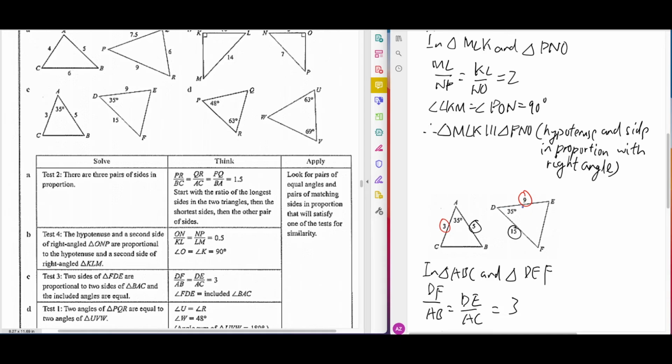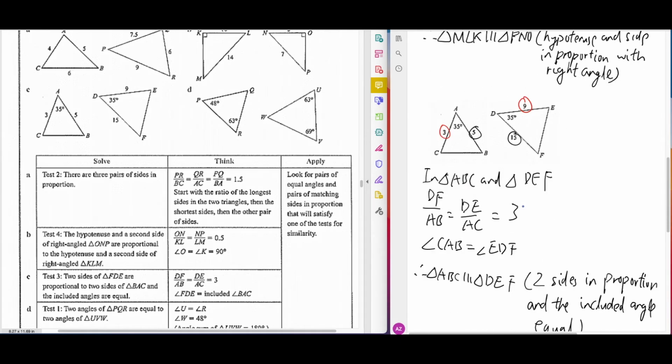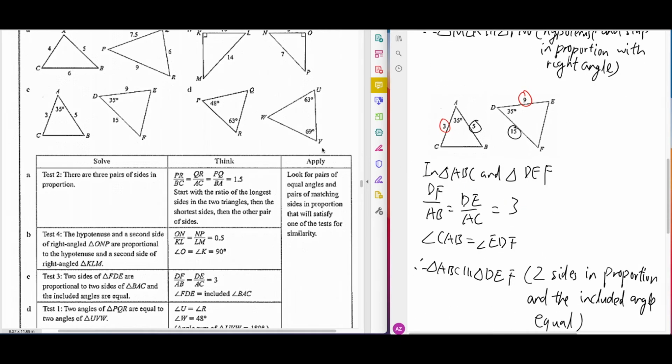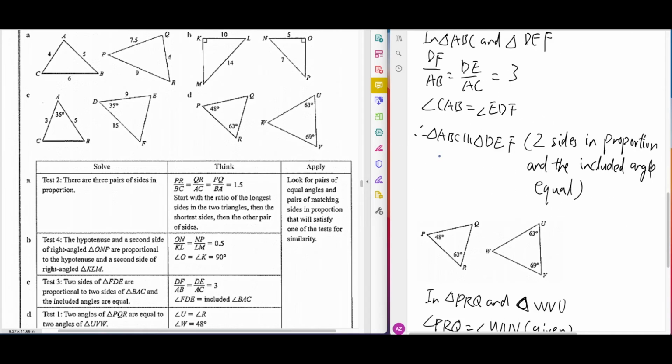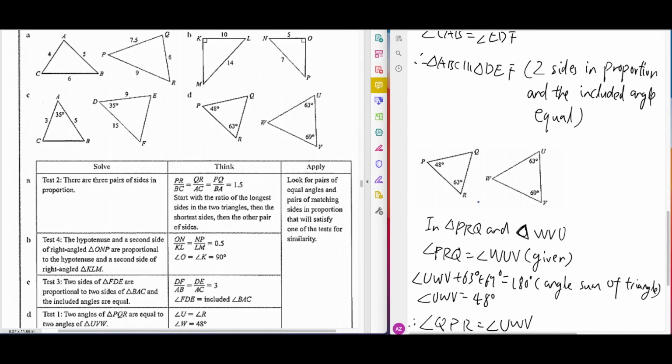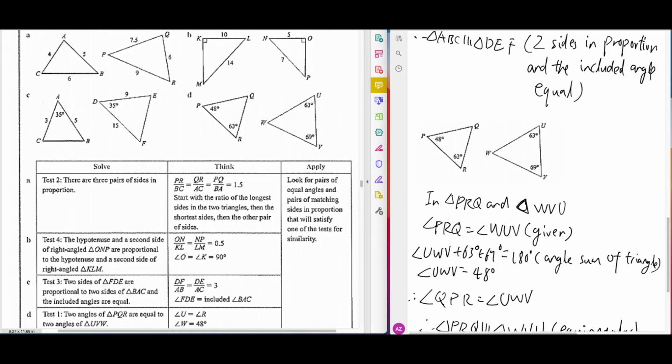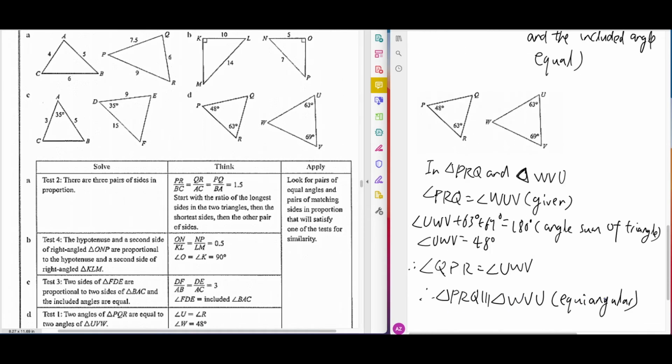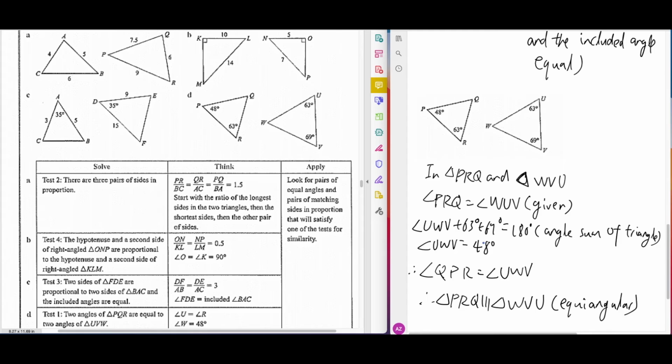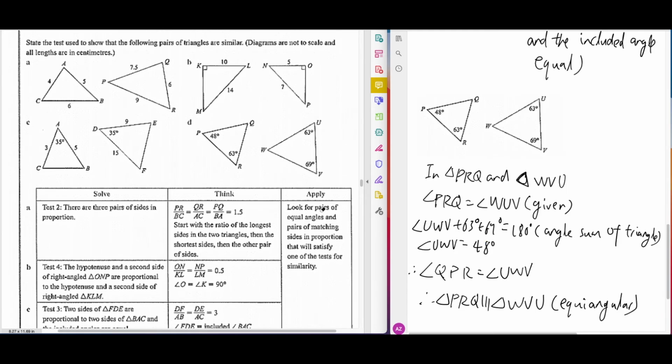Okay, so that's also a test to show similarity. And your final one is basically saying if all the three angles are equal, they're similar. So that means if you find one angle is equal, and you show that another angle is equal, then you can say they're similar. And the reason for this, you can just write in one word, is the equiangular. So that's to give you a summary of how to prove that two triangles are similar.